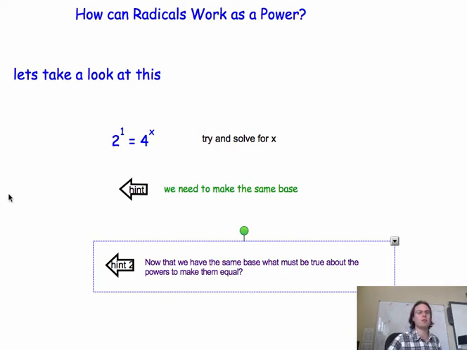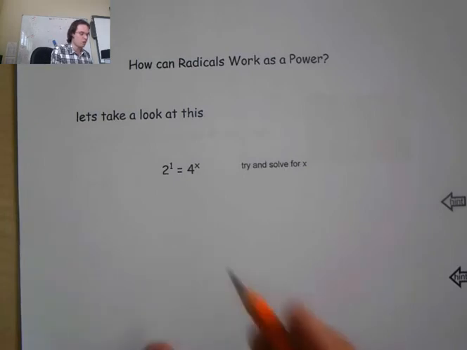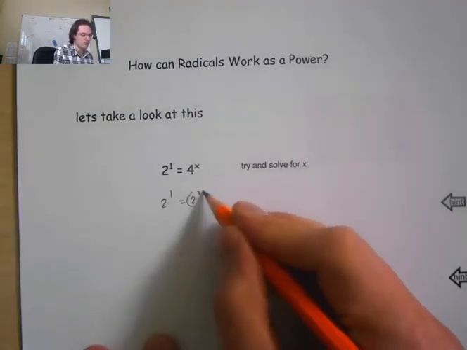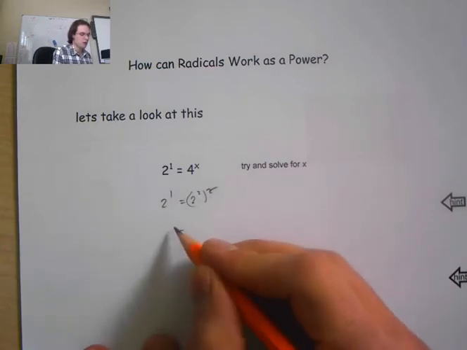So here's an example of how we could do this. Let's take a look here. So here we go. I want the same base. 2 to the power of 1 is equal to 2 squared x. So this is like saying 2 to the power of 1 must be equal to 2 to the 2x. So in order for these to be the same, my powers must be equal.